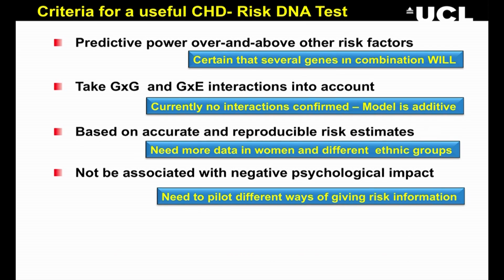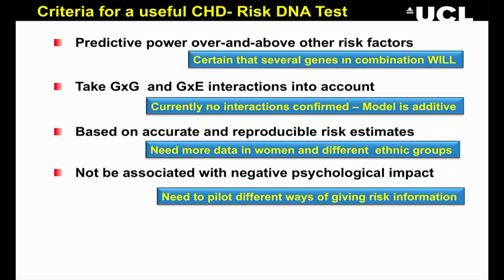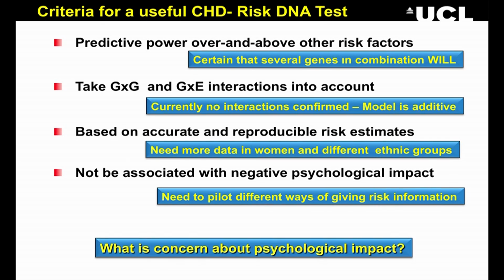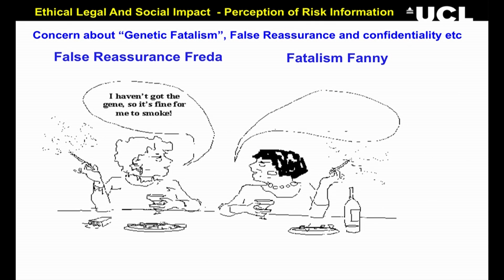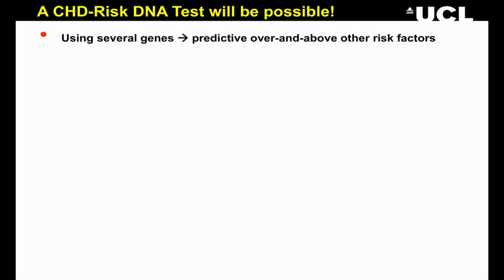I've got 5 minutes. Okay, let me just explain to you about the psychological impact. What's the concern? The concern is about what we call genetic fatalism or false reassurance. There are, of course, issues of confidentiality, but let's not worry about those right now. So this is a cartoon illustrating this, and here's Frida and here's Fanny. They've just been given their genetic test results. They've gone home, they've lit up cigarettes, they're drinking martinis, and Frida says, I haven't got the gene, so it's fine for me to smoke. And Fanny says, I've got the gene, so I guess I'm doomed anyway.